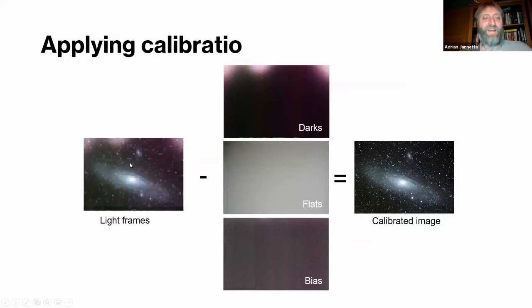So there's the picture I took, and I've exaggerated the effects here, but you've got amp glow, it's noisy, it's horrible, and you're subtracting the dark, the flat, and the bias to leave your calibrated image for further processing. So you could then apply that to each of your images and then stack them together to get one final amazing image. So you do this no matter which kind of camera you've got, okay?